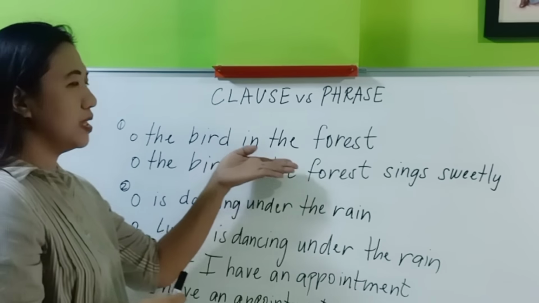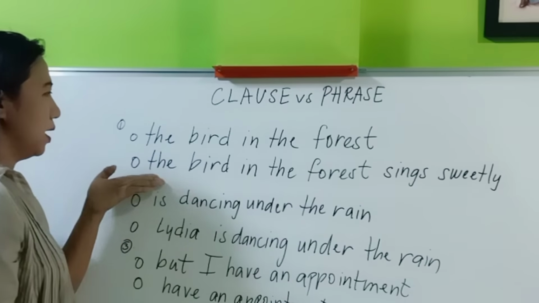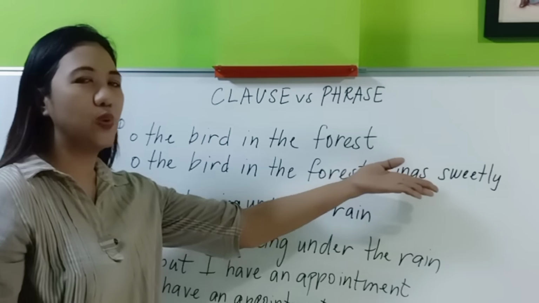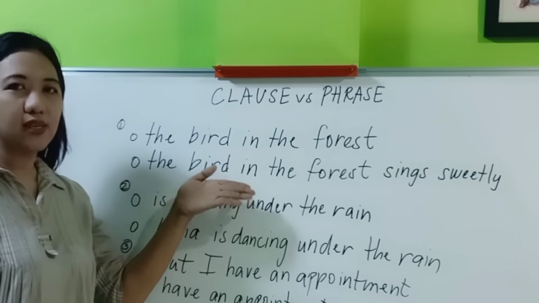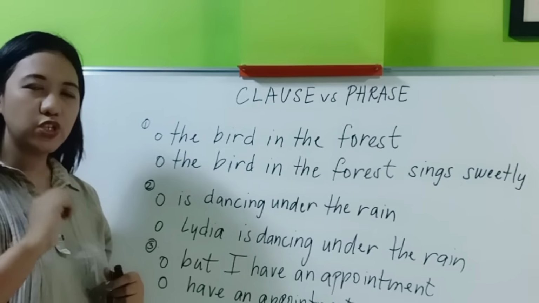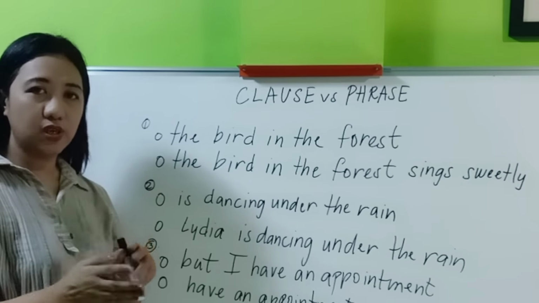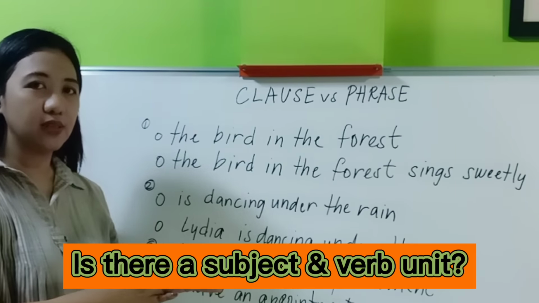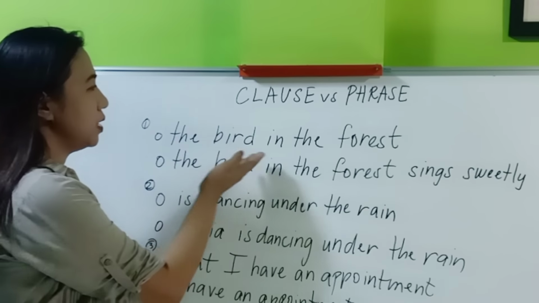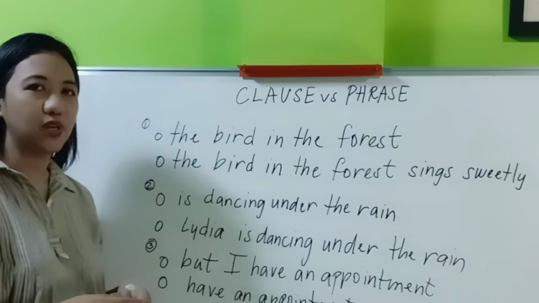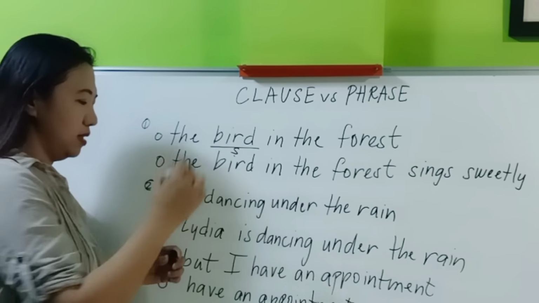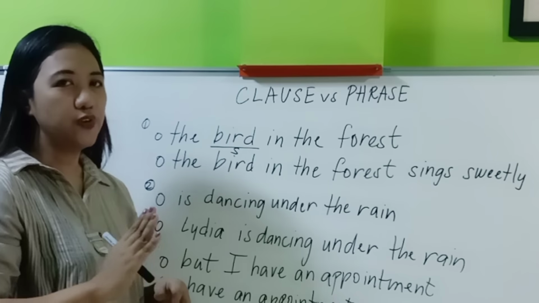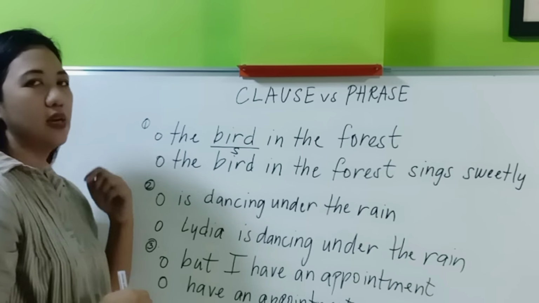The bird in the forest. The bird in the forest sings sweetly. Which of these is a phrase? Which of these is a clause? First question that you need to ask, is there a subject and a verb unit? Let's see. The bird in the forest. What is the subject? Bird. There is no verb, so this is a phrase.